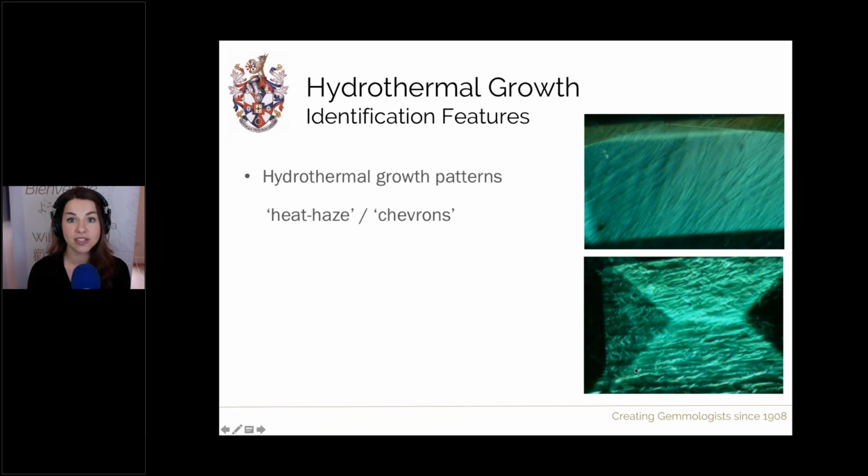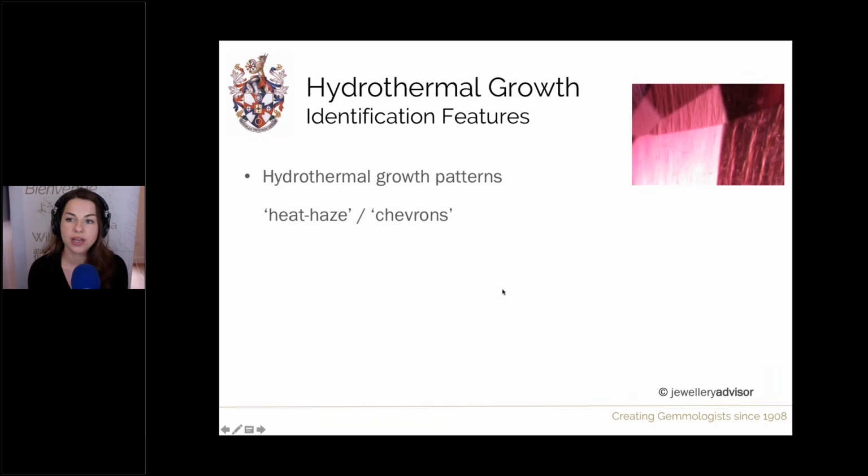Now, like the curved color zoning that we discussed earlier with Verneuil, this is throughout the whole structure of the emerald, but you can only see it from very particular angles. So to spot this feature, we need to look at all sorts of directions within the stone to check that this feature is or isn't present. Again, best seen with transmitted light. As you can see here, where the gemstone lit up, you can see very clearly this hydrothermal growth pattern.